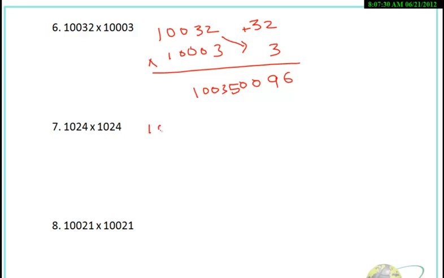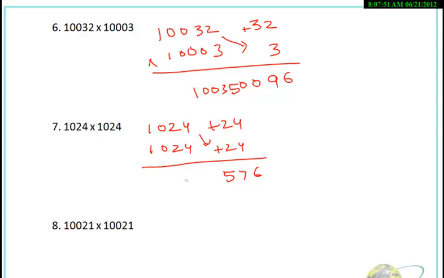Now in this example, 1024 into 1024, it's plus 24 from 1000, and it is also plus 24 from 1000. Now what is 24 square? That is 576. We want 3 digits and we are getting them, so we can write them as it is. Then 1024 plus 24, that is 1048.